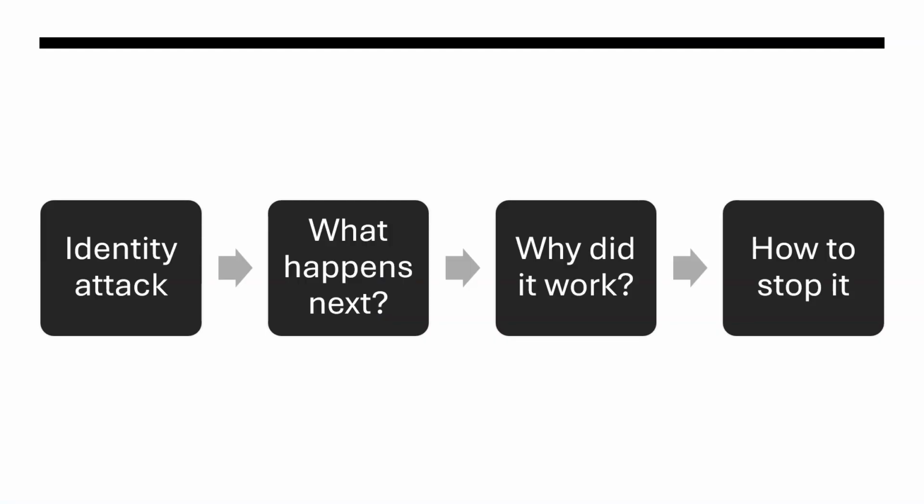For this presentation, I'm going to first demonstrate to you an identity-based attack. This is real. This is happening right now, and I can talk to some effects about that. What happens next? After the attack is effective, because it's nearly always effective now, what is the threat actor going to do next? Why did it work in the first place?